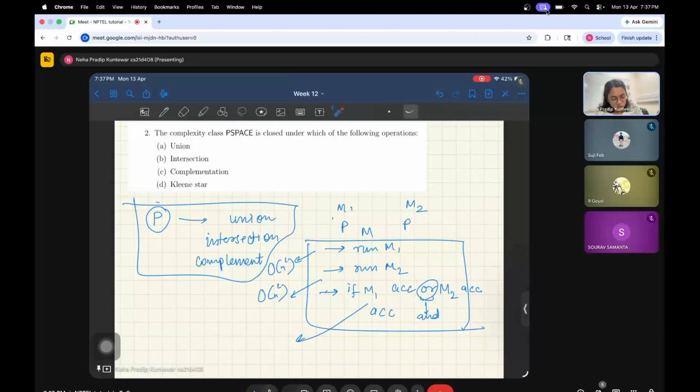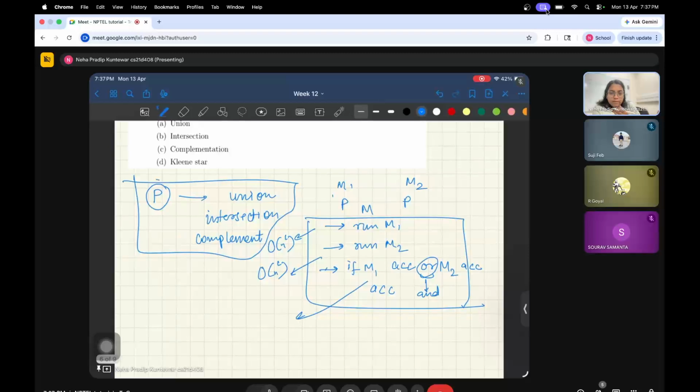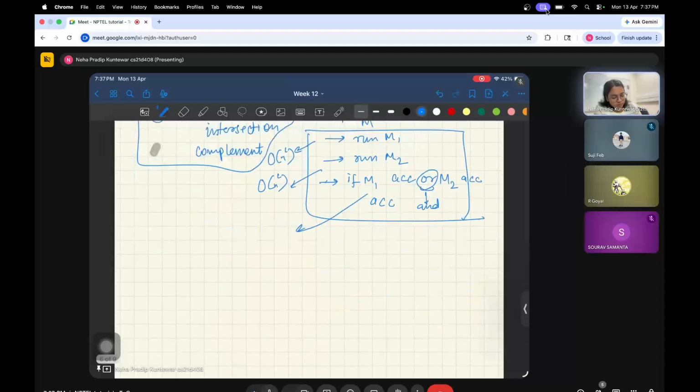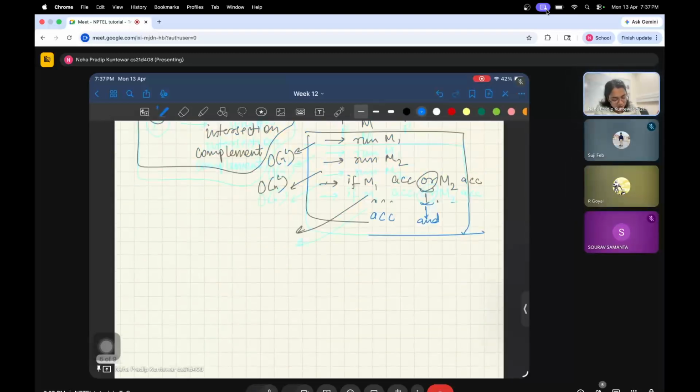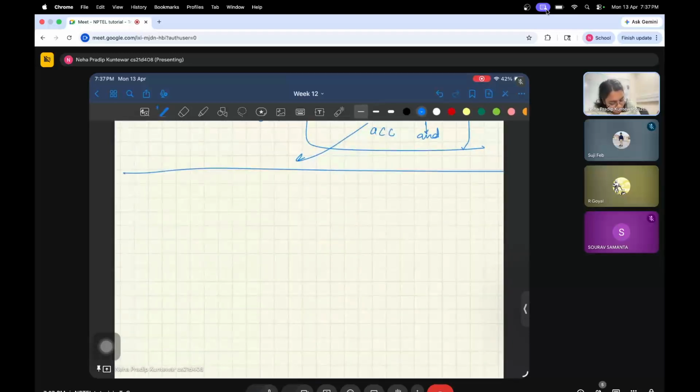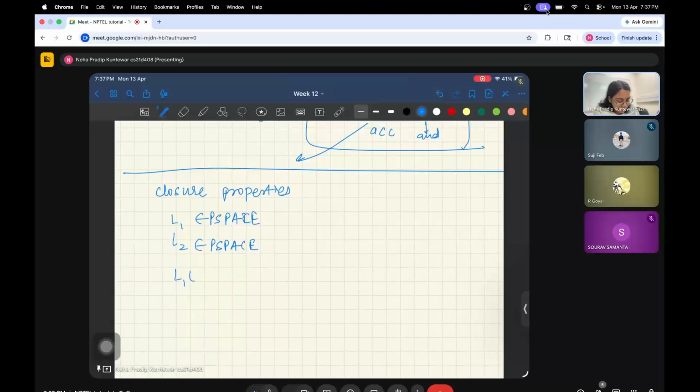So what can you say about, let's say, union for PSPACE? We have two PSPACE machines. Can you accept the union of the two languages in PSPACE? Question is not clear. What did you ask? So basically, is PSPACE closed under union? So we are looking at closure properties. If you have a language L1 which is in PSPACE, and L2 is in PSPACE, then is L1 union L2 in PSPACE?